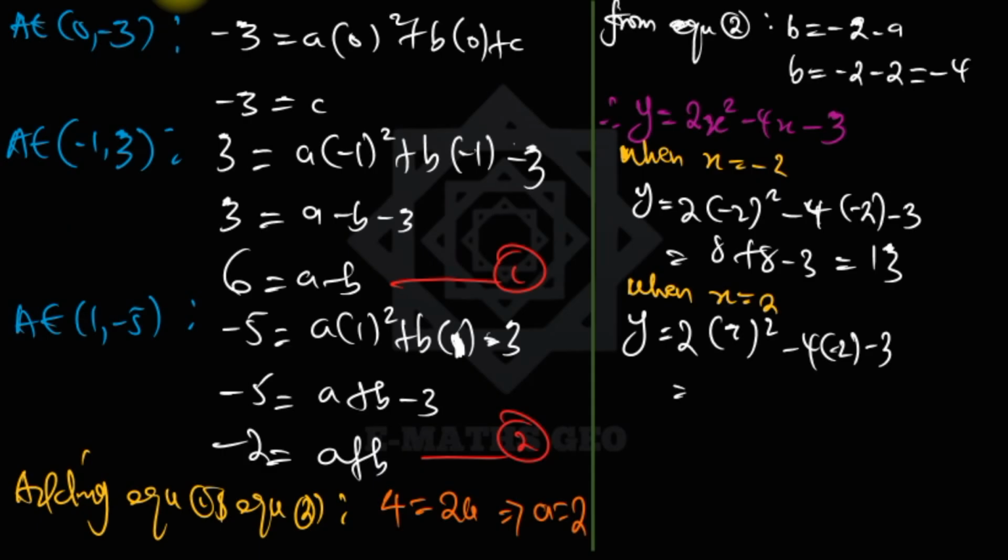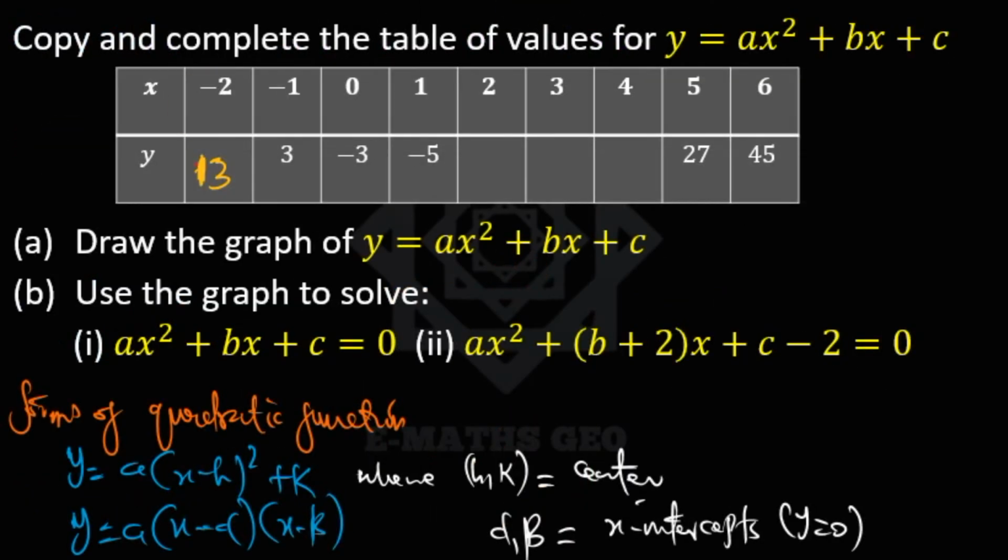So this is the same 8. This 2, not minus, this 2. That's minus 8 minus 3. So we get minus 3. So when x is 2, y is minus 3. We substitute again, it is minus 3.